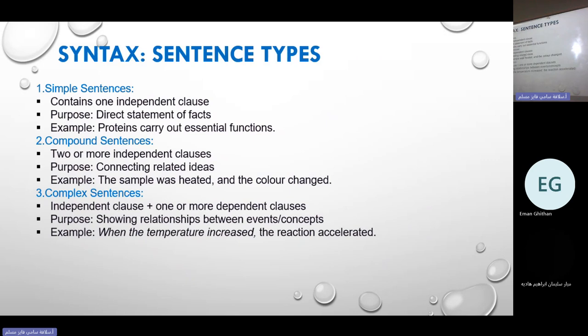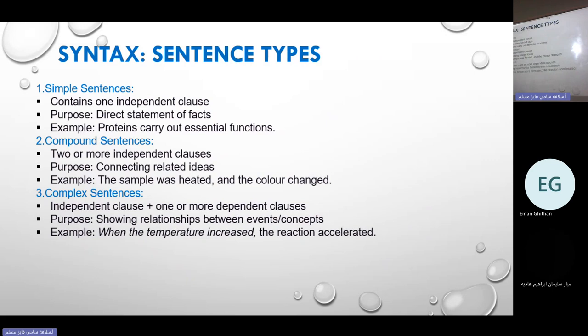It contains one independent clause. What is an independent clause? It can stand alone. It has a subject and a verb. The purpose is a direct statement of facts. Okay?